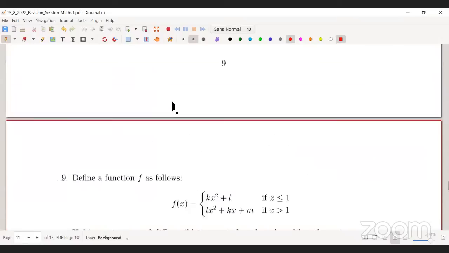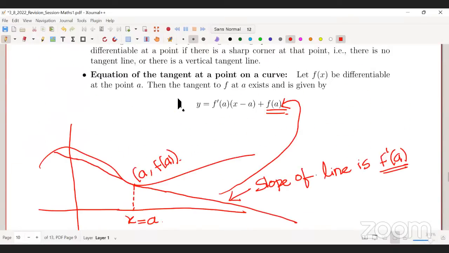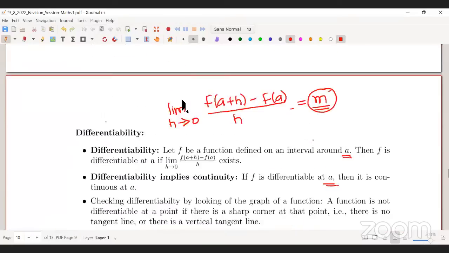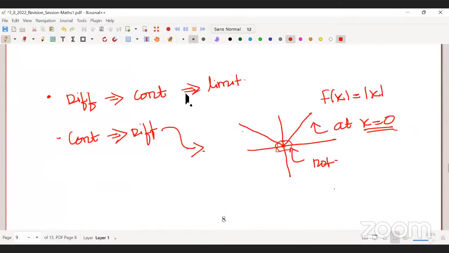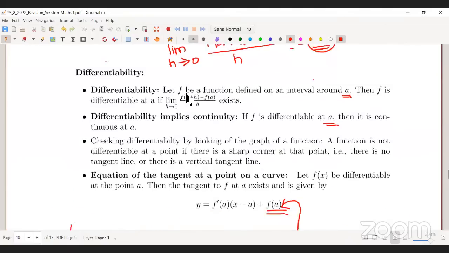Sir, that's a unique tangent, right? Only one tangent can pass through that point a comma f of a, right? If the function is differentiable at that point, there is one and only one tangent. That is crucial. For mod x that you showed earlier, multiple tangents can pass at x equal to 0. Yes, correct, because mod x is not differentiable.